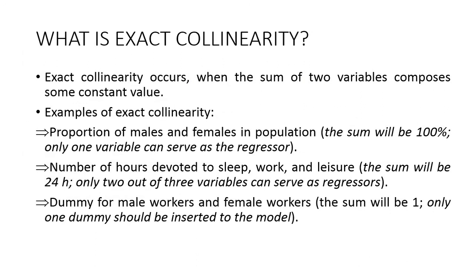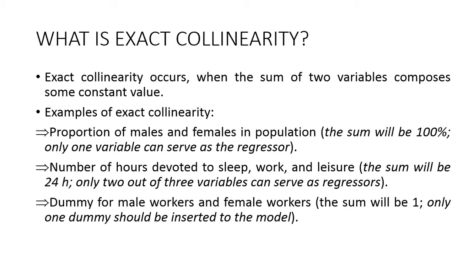So speaking informally, exact collinearity occurs when the sum of two variables composes some constant value, or for instance when you can calculate the value of one of the variables as the linear function of the other variable. I will give you some examples. So first, you can consider proportion of males and females in population. So the sum will be equal to 100 always, and you can always express proportion of females as the difference between 100% and proportion of males. So in this case, only one variable can serve as the regressor.